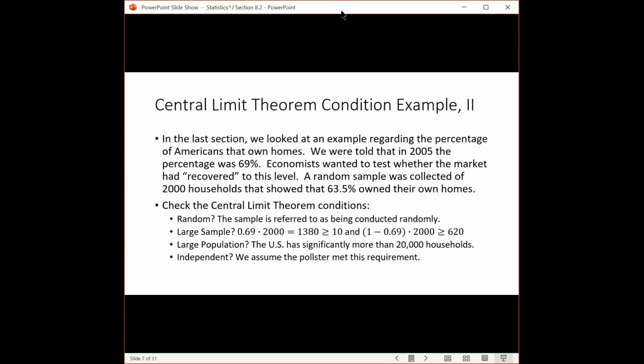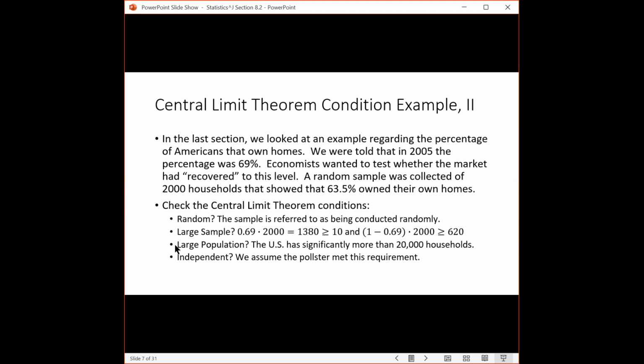All right, so what are the central limit theorem conditions? Random: is it random? Yep, it is random right there in the description. Is the sample large enough? If we take the population proportion, which is 0.69, multiplied by the sample size, which is 2,000, we need that to be bigger than 10. Then take 1 minus the population proportion, multiply that by the sample size, and that also needs to be bigger than 10. Oops. There's a little mistake there. This should say equals 620 and then greater than or equal to 10.